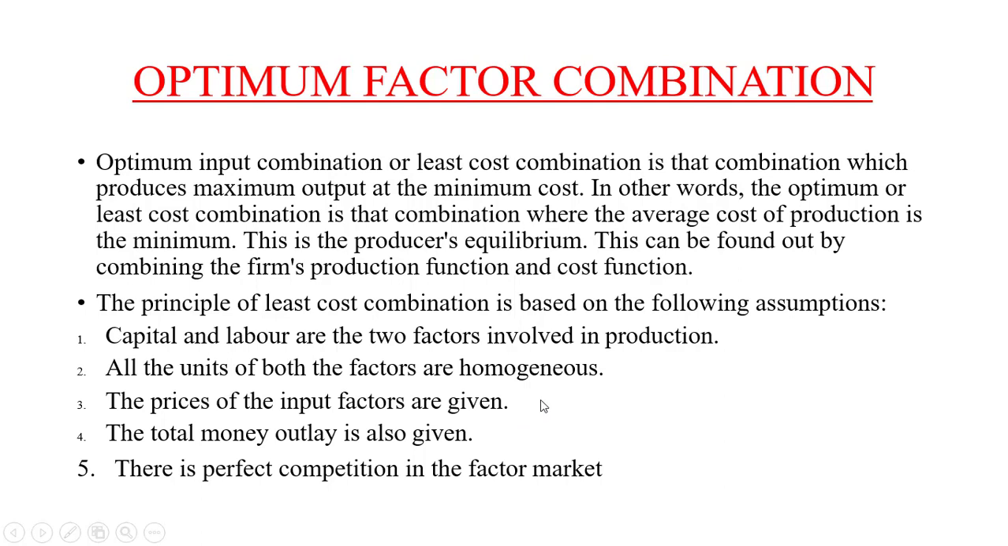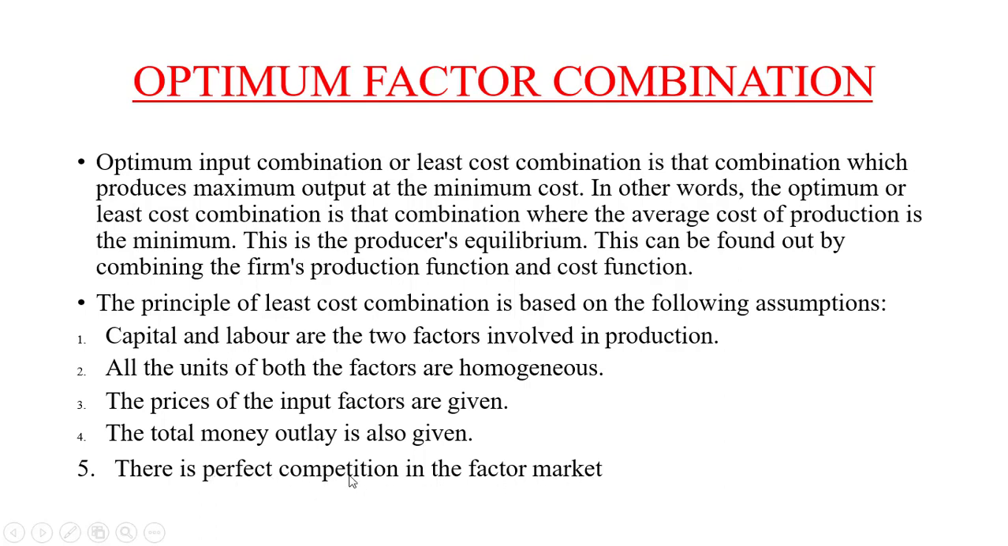You know the price of both the inputs, that is the labor and the capital. The total money outlay is also given. How much you need to spend for the machine and how much you have to spend for the labor, that is also you need to know, and it is always known to the managers who are trying to produce the goods. There is a perfect competition in the market.